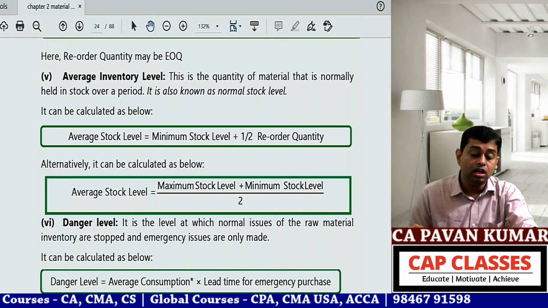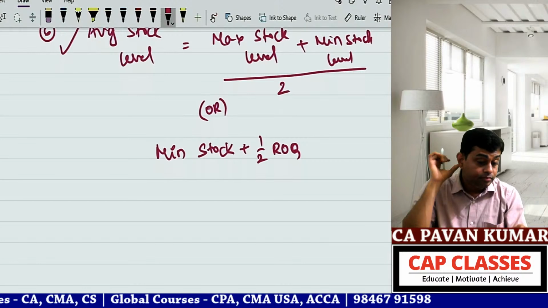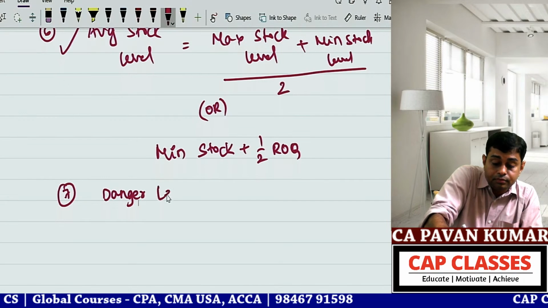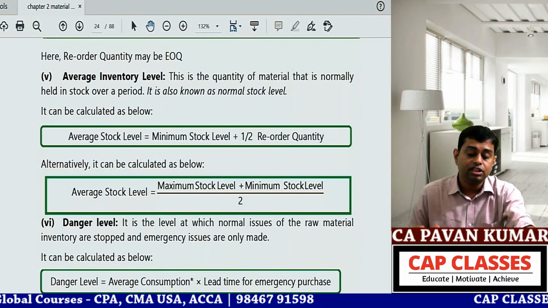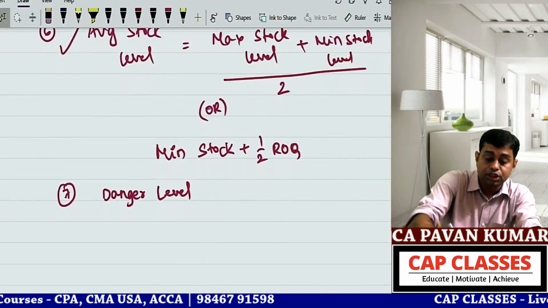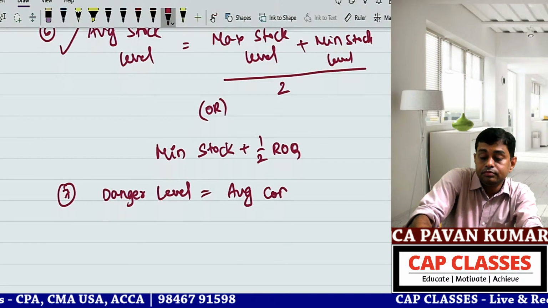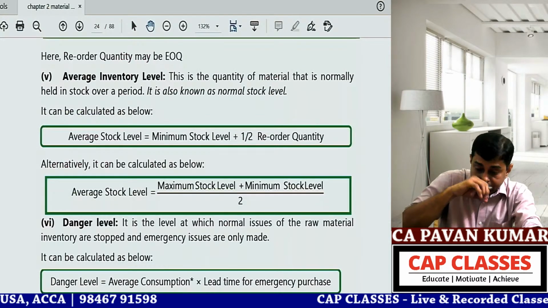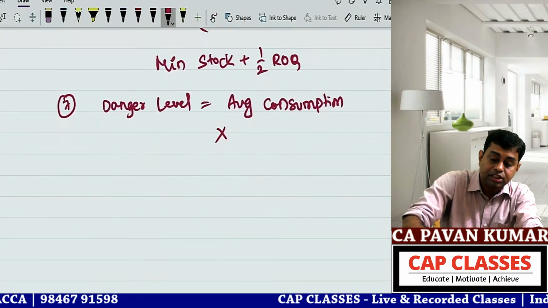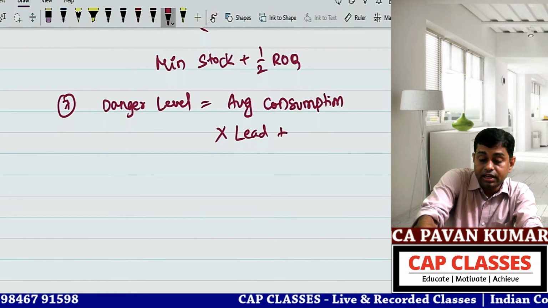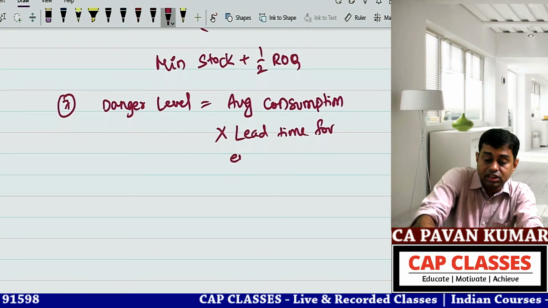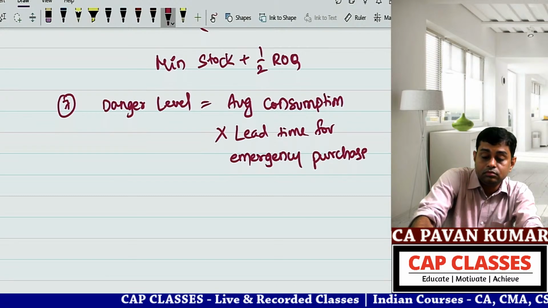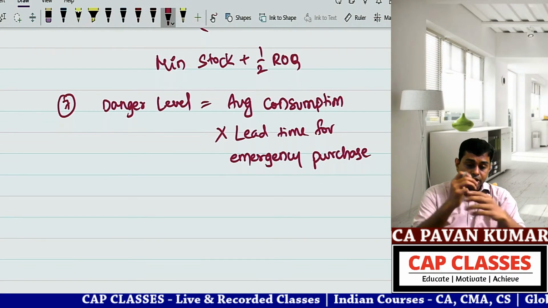Okay, then write down danger level. 7th point, danger level stock. Danger level stock is average consumption into emergency delivery period, the lead time for emergency purchase.